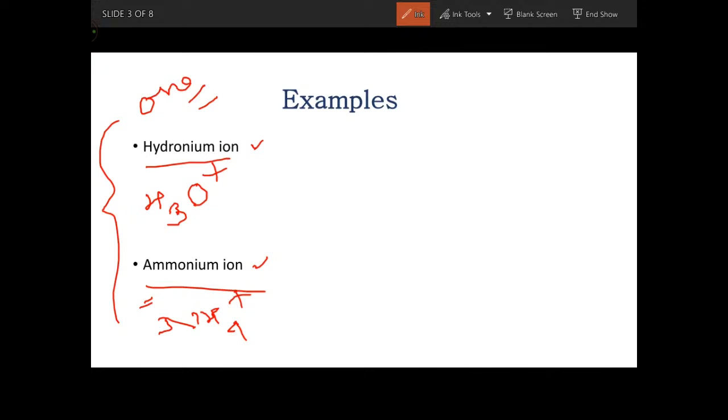First of all, let me teach you how to make hydronium ion. Hydronium ion is H3O plus. H3O plus means you have to remember it is made up of water and H plus. Hydroxyl ion is also there, but you don't have to learn the structure. For that you simply have to remember hydronium ion and ammonium ion.